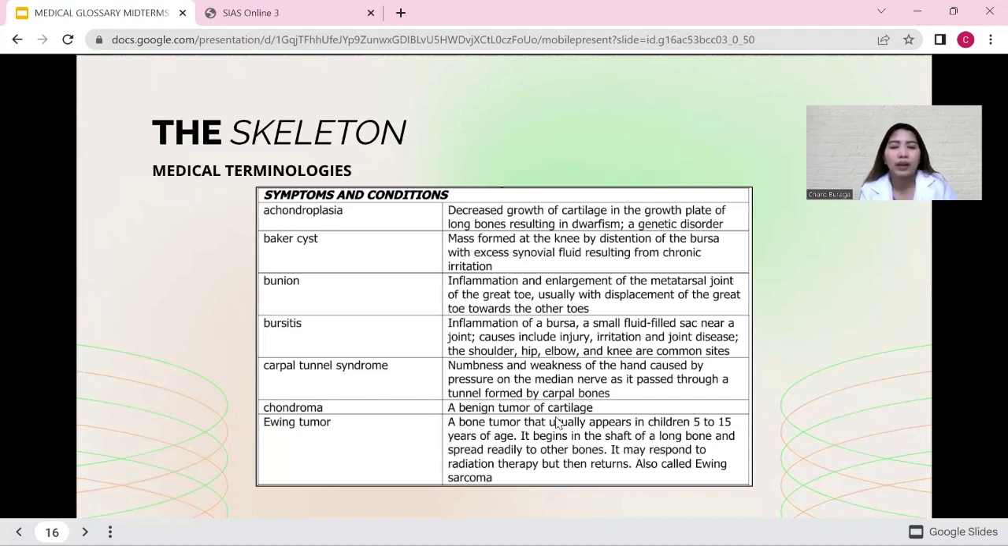Chondroma, a benign tumor of cartilage, and Ewing tumor, a bone tumor that usually appears in children 5 to 15 years of age. It begins in the shaft of a long bone and spreads readily to other bones. So Ewing tumor, nag-umpisa muna yan sa mahabang buto, then nag-spread throughout. Okay? Also called the Ewing sarcoma.